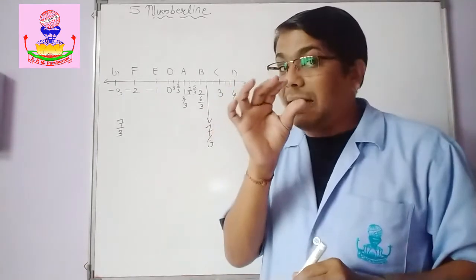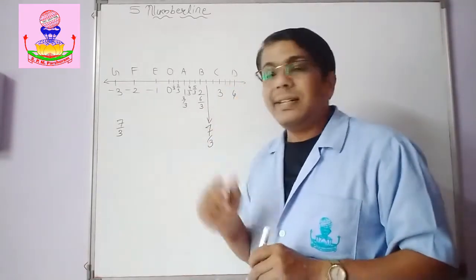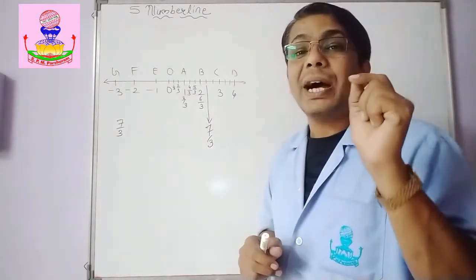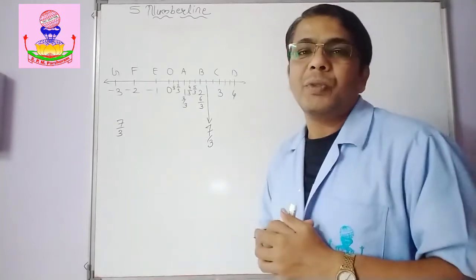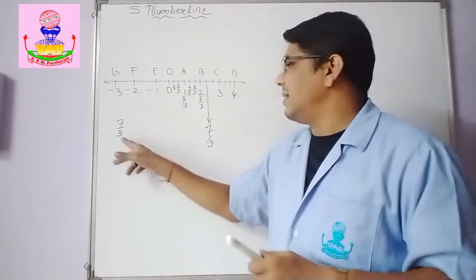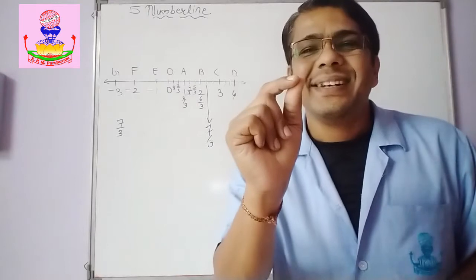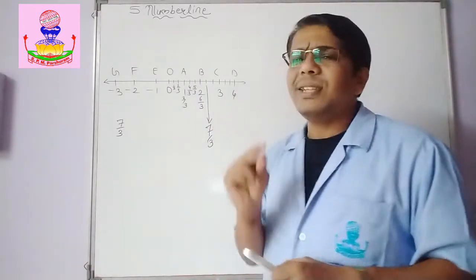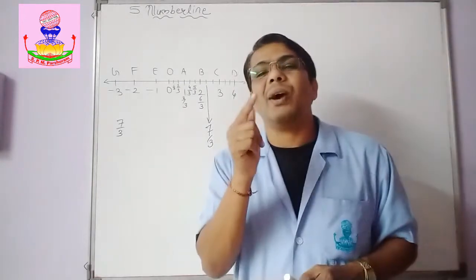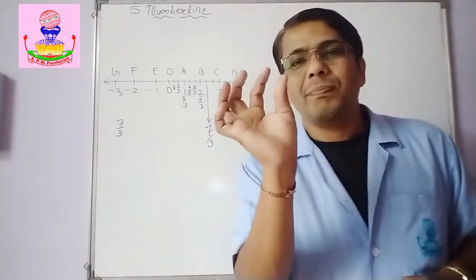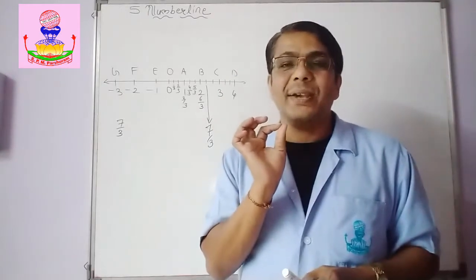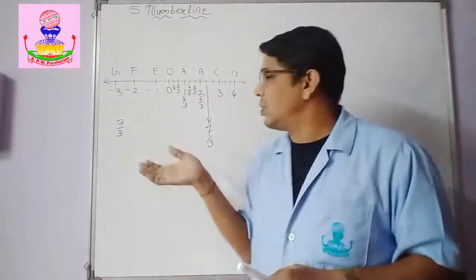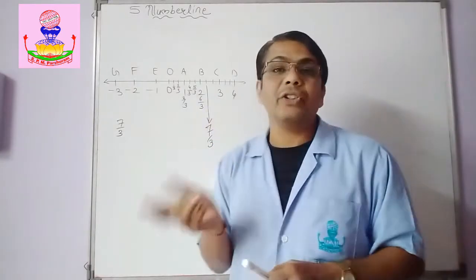So what matters when representing rational numbers is into how many parts each unit is divided. How to decide that? See the denominator. When you see the denominator, you will come to know each unit part is divided into how many parts. So that is what is most important. In that way you can represent the rational numbers on the number line.